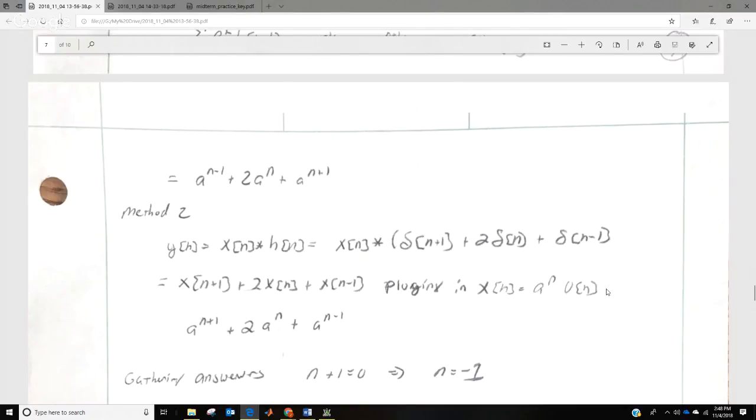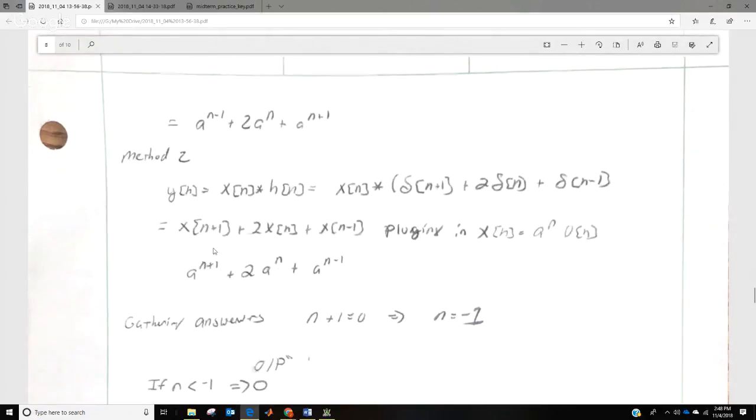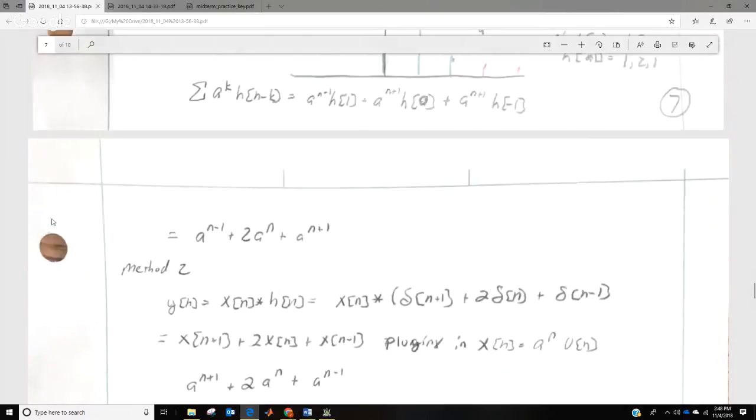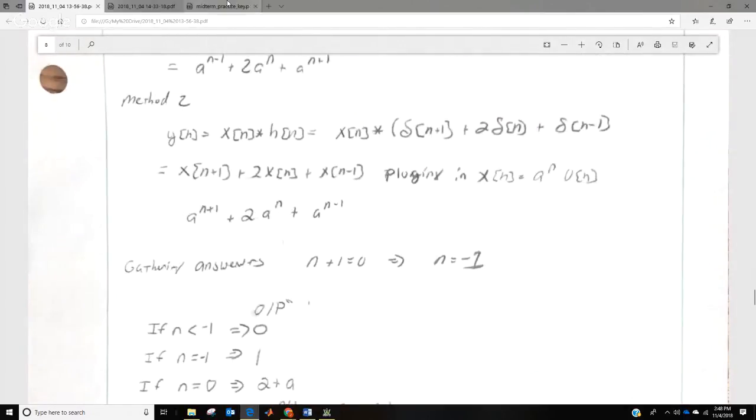So the alternate method with math, again, we use the sampling function or the sifting property. So we have x of n convolved with all these, so we just have x of n times these. So we get the sifting, so we get x of n plus 1. You basically take the argument of the delta function and plug it into the x of n function. So we have x of n plus 1, and then we have 2x of n, and x of n minus 1, plugging in x of n equal to a to the n. So we get a to the n plus 1 there, 2a to the n, and then a to the n minus 1, which was the same thing we got up here, just reversed.